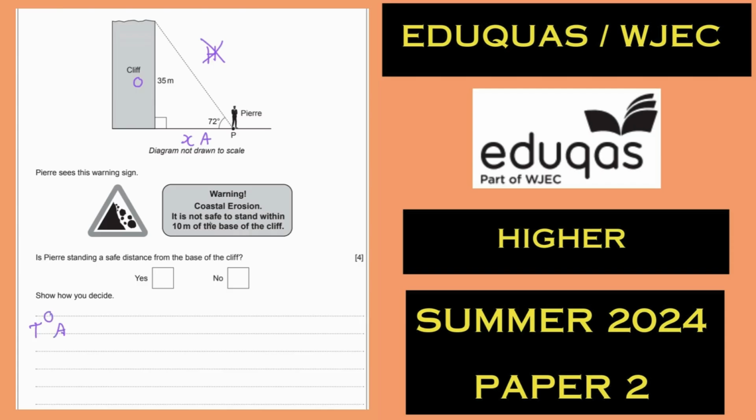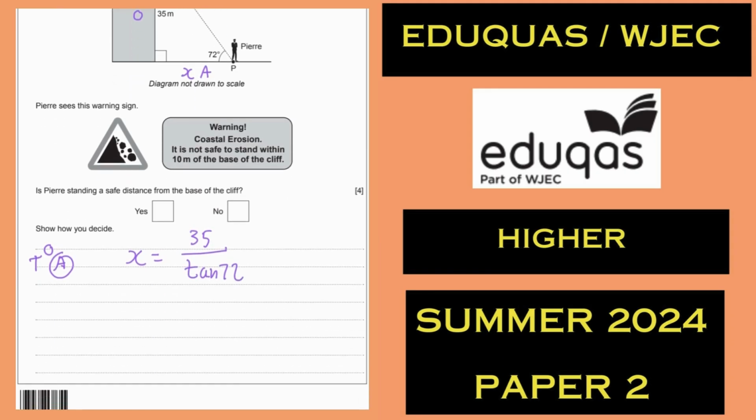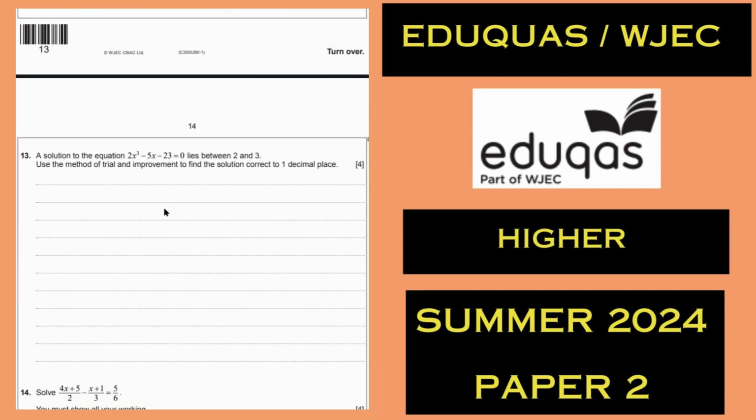And we are attempting to find the adjacent side, which is x. So x is given by O for opposite is 35. T for tan of your angle. Sticking that in your calc, you get 11.37-ish. You don't have to round it off, because as long as you've got a number like that appearing on your page, and therefore Pierre is safe, because he is more than 10 away from the cliff.